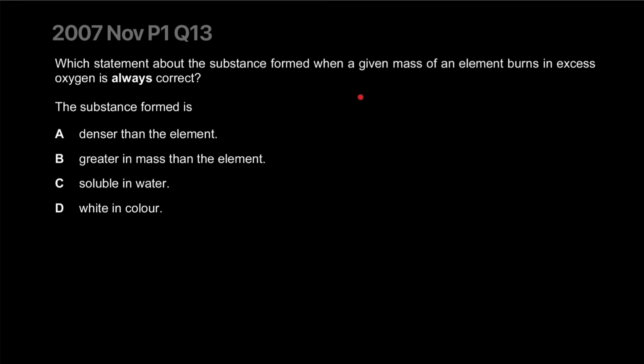Which statement about the substance formed when a given mass of an element burns in excess oxygen is always correct? The substance formed is a... I'll have to read that again. Which statement about the substance formed when a given mass of an element burns in excess oxygen is always correct? Denser, greater, soluble, white in color. Well, it makes sense if it's greater in mass because it now has oxygen added to it. B is our answer.